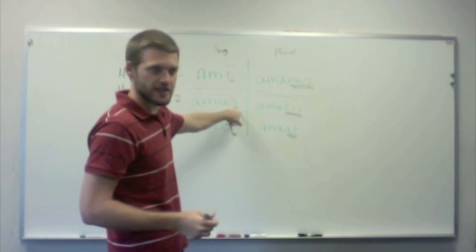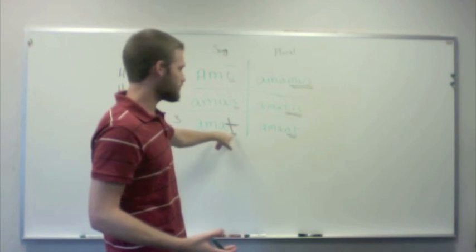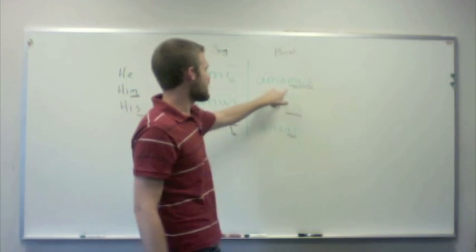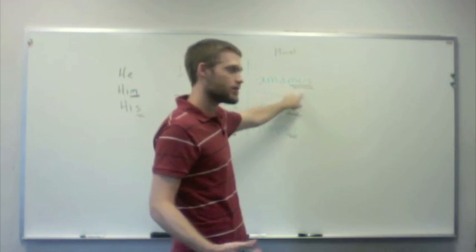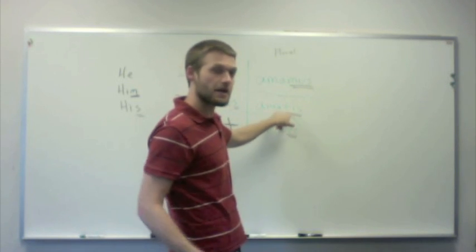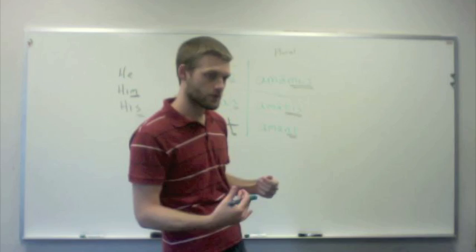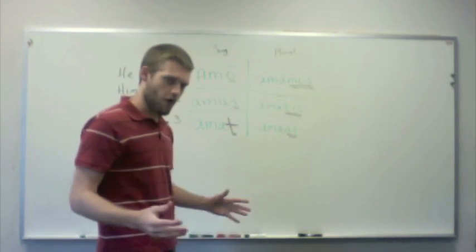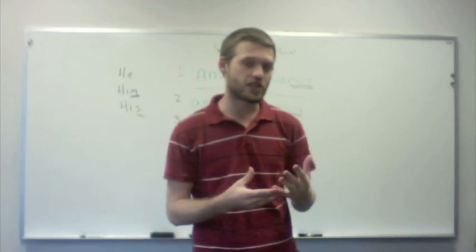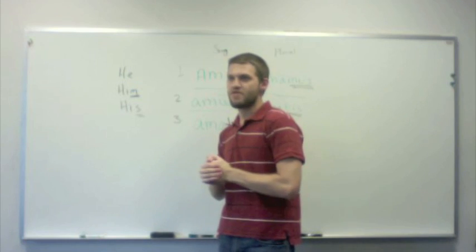So amā plus s, amas. Amā plus t, amat. Amā plus mus, amamus. Amā plus tis, amatis. Amā plus nt, amant. All right. Hopefully that was clear enough. If that's a little bit overwhelming, that's okay.